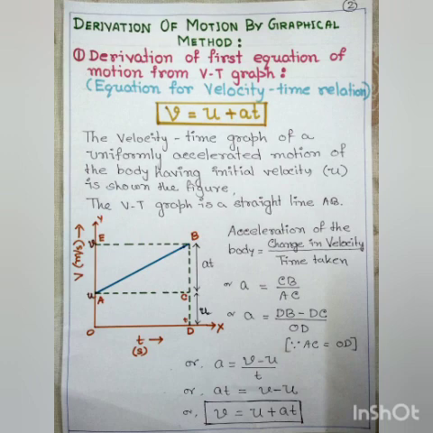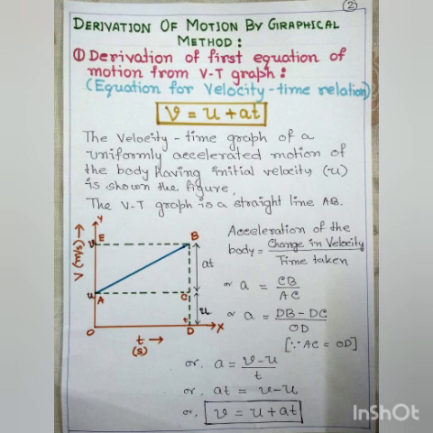Clear? Now CB, if you just subtract DC from BD, you will get CB. And what is DB here? DB is the final velocity, that is V. And what is CD here? CD is the initial velocity, that is OA equals U. And OD is the time taken for the change. Just substitute all the values. What we will get? Acceleration a equals V minus U by t.